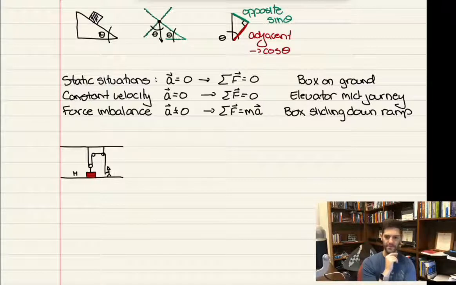And then when there's a force imbalance, of course, that means there is a net acceleration. Then the sum of the forces equals the mass times that net resulting acceleration, like a box sliding down a ramp.